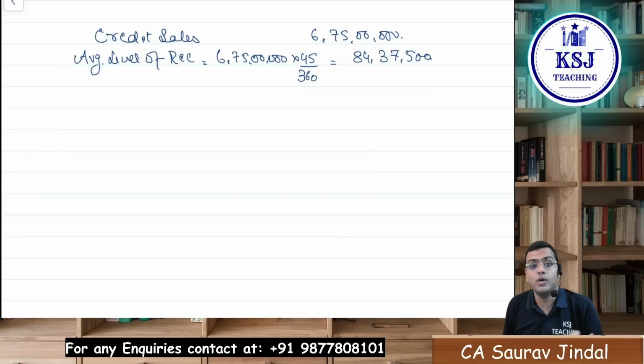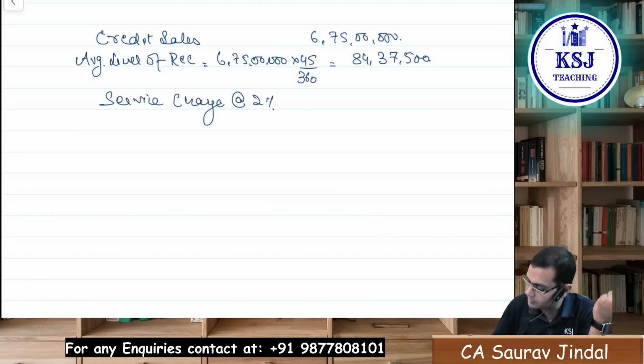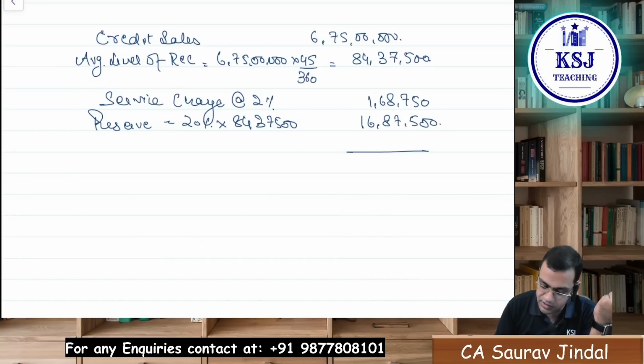On that, interest will be on the advance amount. So first we need to find out what will be the advance amount. On this, the service charge will be there at the rate of 2%. That is 1,68,750. Then this reserve money will be there. Reserve will be how much? 20% of 84,37,500. Right? That comes to 16,87,500. Now, this will give you the amount available for advance.